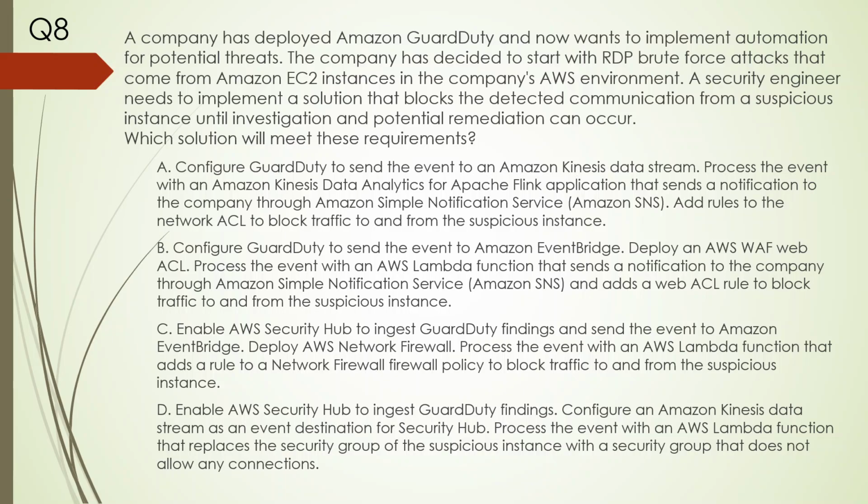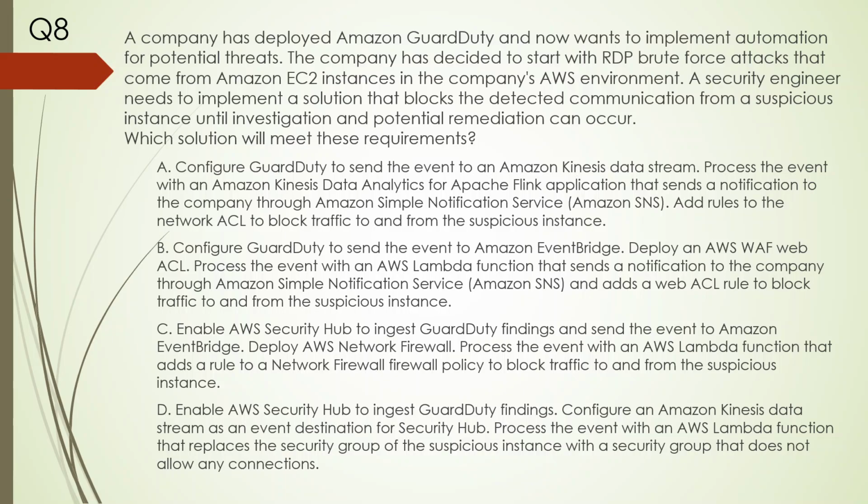Letter C, enable AWS Security Hub to ingest GuardDuty findings and send them to Amazon EventBridge. Deploy AWS Network Firewall. Process the event with an AWS Lambda function that adds a rule to the network firewall policy to block the traffic to and from the suspicious instance. Letter D, enable AWS Security Hub to ingest GuardDuty findings. Configure an Amazon Kinesis data stream as an event destination for Security Hub. Process the event with an AWS Lambda function that replaces the security group of the suspicious instance with a security group that does not allow any connection.